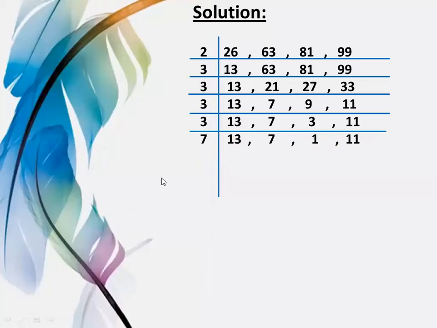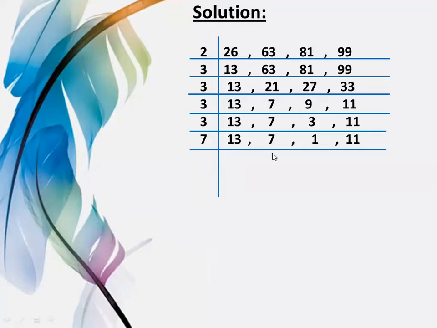Now my dear students, here you have 13, 7 and 11. You will start from the lowest number. You will not divide directly from 13. You will start from 7, because we have to start from the least number first. So 2, 3 and then move on to 7.